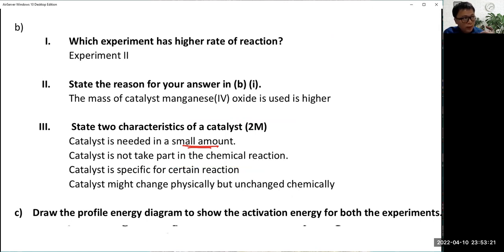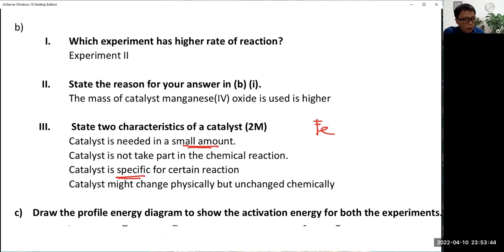So it means after the reaction, for example, let's say I put iron as a catalyst, at the end, it's still iron. Chemically, it won't change. And then it is very specific, like the enzyme: this enzyme is for protein, that enzyme is for carbohydrate. For chemistry, it's the same thing. This catalyst is for this reaction. You cannot use another catalyst in this reaction, it does not help.